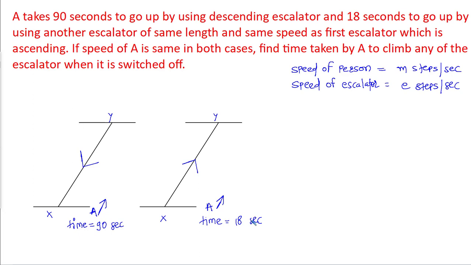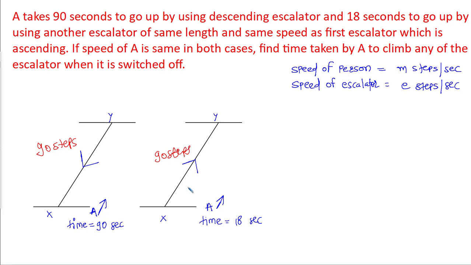So over here what we are going to do is assume the length of the escalator. You can assume the length of the escalator as any number of steps, but for calculation convenience I am going to assume the length of the escalator as the LCM of 18 and 90. So the LCM of 18 and 90 is how much? 90. So I am going to assume that this escalator has 90 steps.